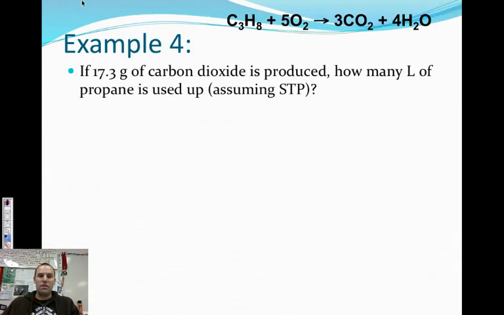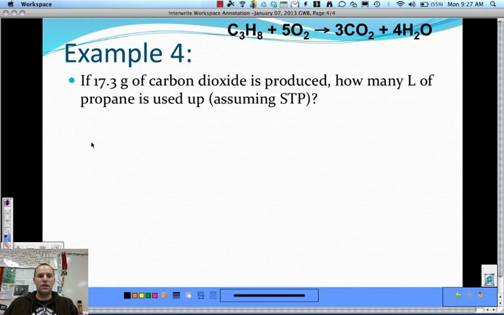So if 17.3 grams of carbon dioxide is produced, how many liters of propane is used up, assuming STP? This is just asking you to recall what STP is, standard temperature and pressure, and that should set off an alarm in your head. Hey, STP, that means that 1 mole of any gas takes up 22.4 liters of space. Okay, so let's go ahead and do this one. It's the same process. Write what you know: 17.3 grams of CO2. Write what you want to know: how many liters of propane?